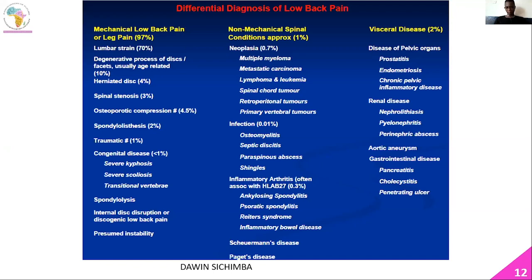Now, our concentration is not so much on that, but it is important, especially when you're faced with a patient who has presented with low back pain, to be aware that they could also have a visceral disease. So these include disease of the pelvic organs. We can also have renal disease. We can also have aortic aneurysm, and also GIT disorders, or other diseases. Can go to the next slide.